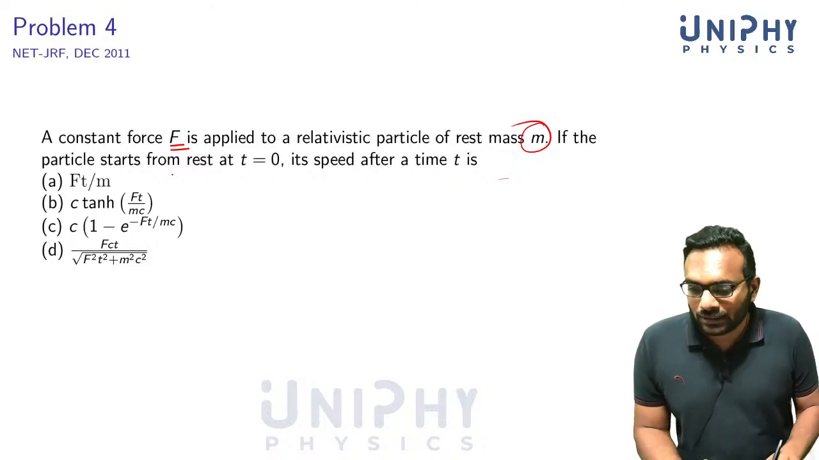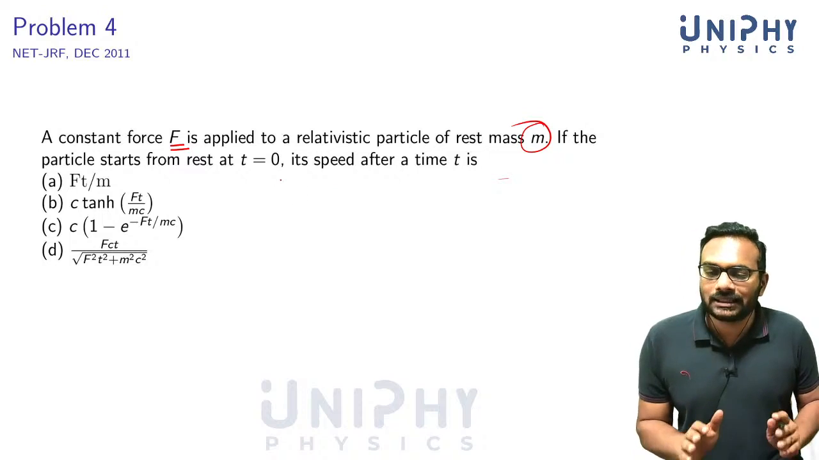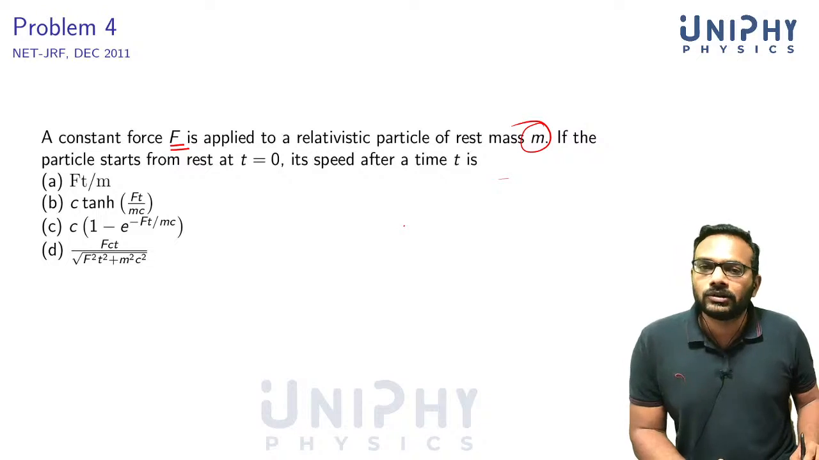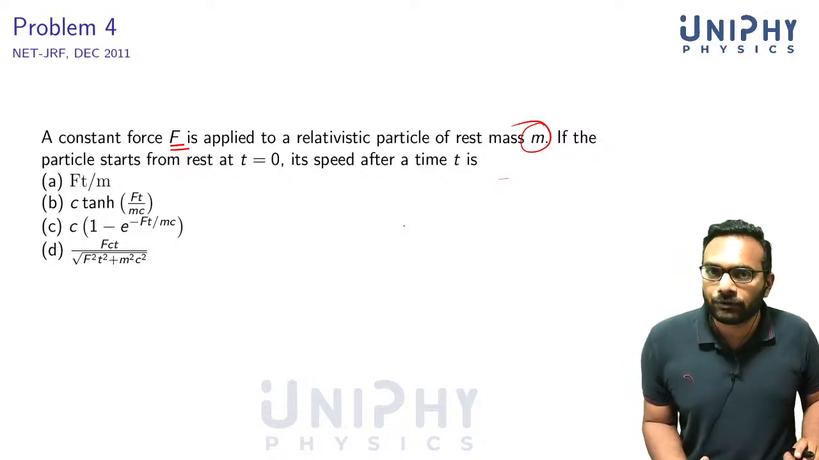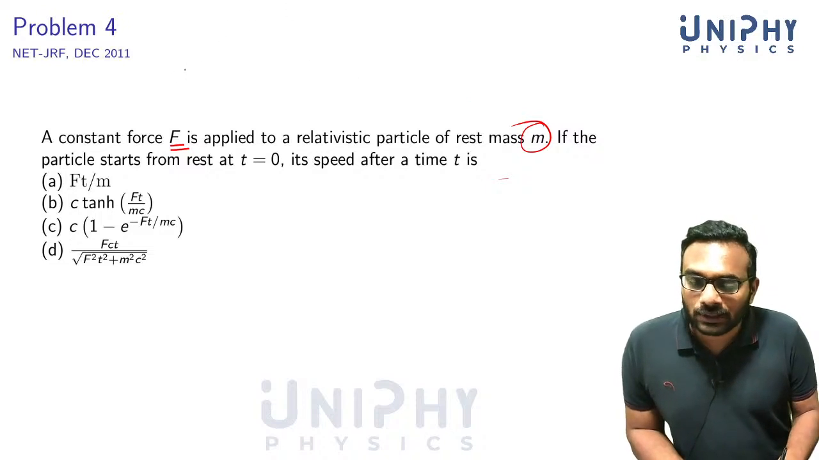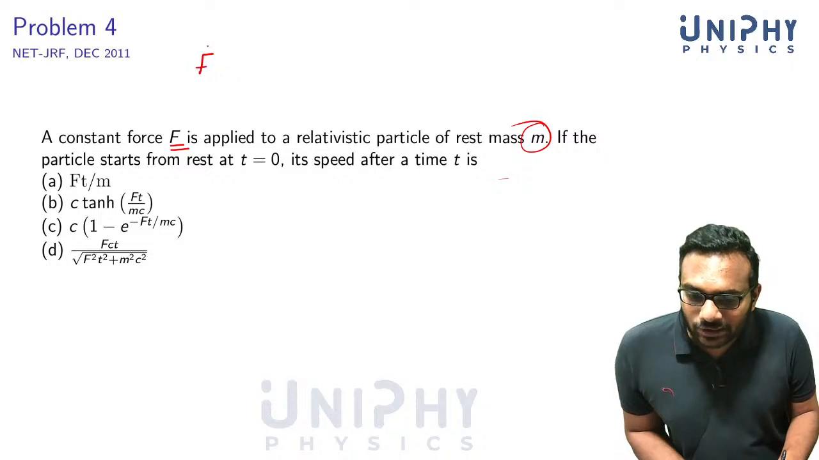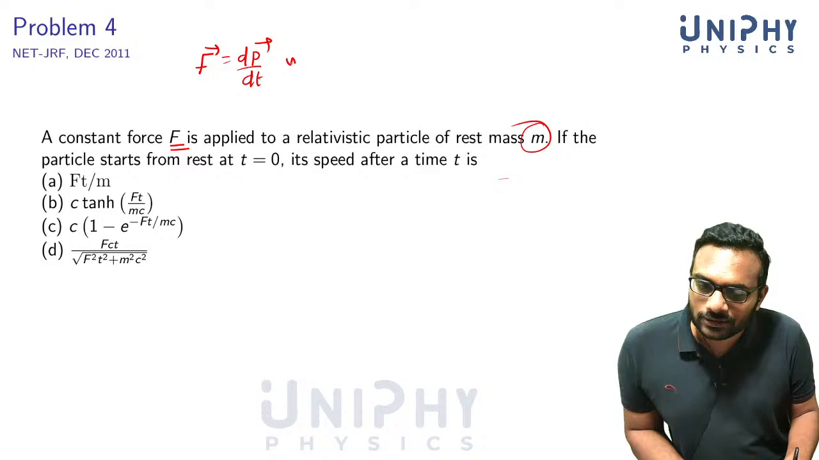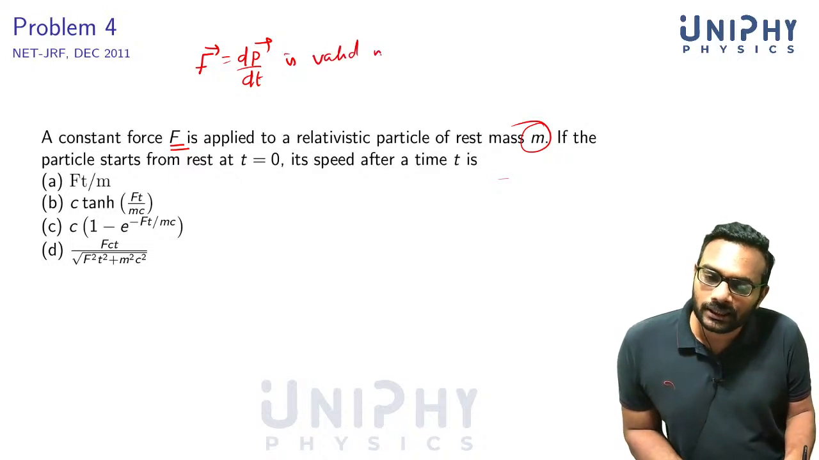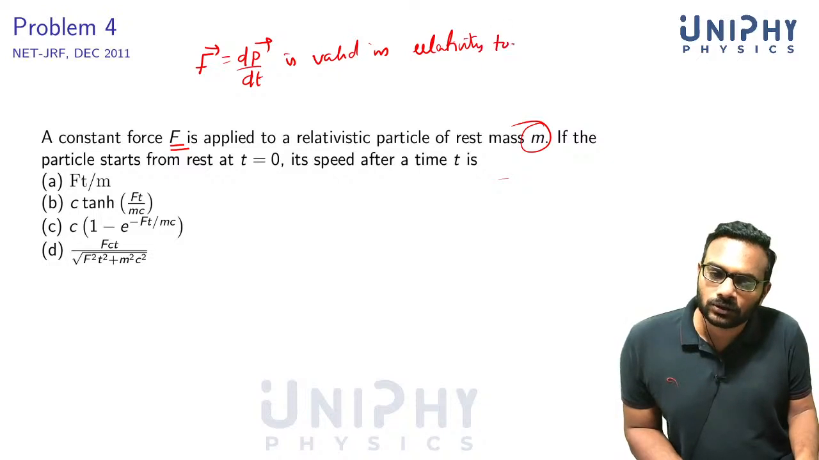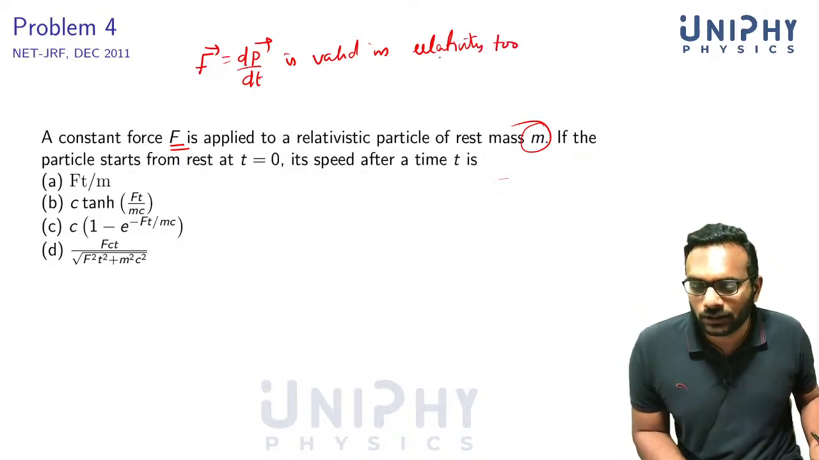Okay. So this is an initial condition given. If the particle starts at rest at t equal to 0, that's the initial condition. Now the question is, which equation have you to solve in order to find this? What you must remember is that Newton's second law, F is equal to dp by dt, is valid in relativity also.